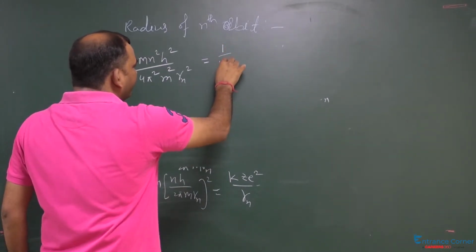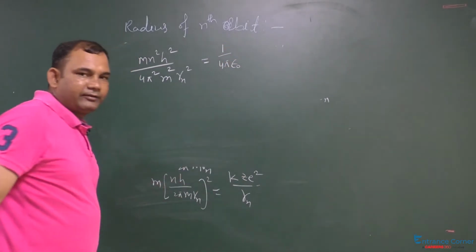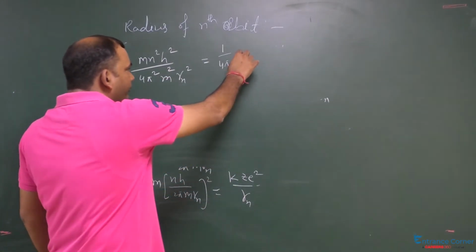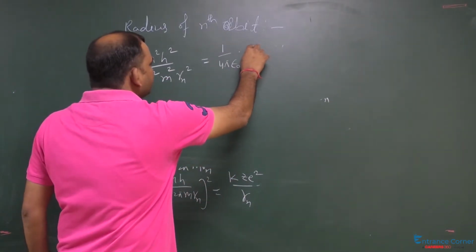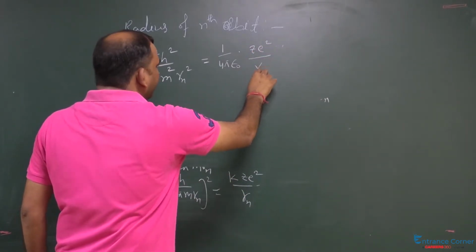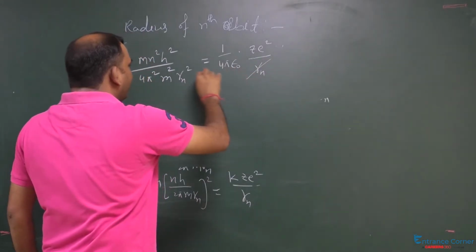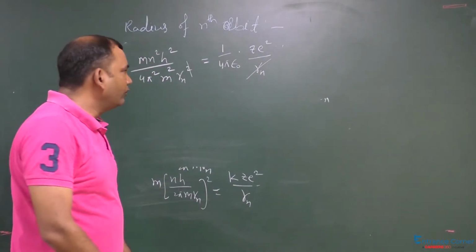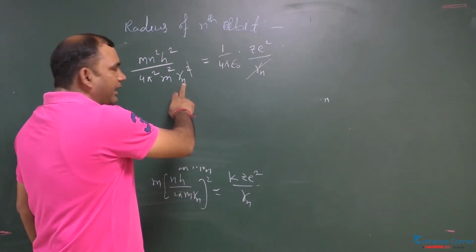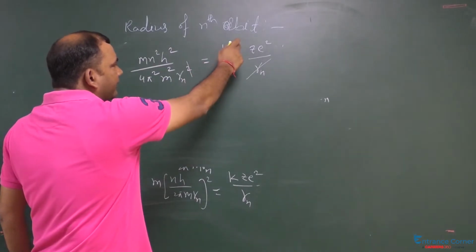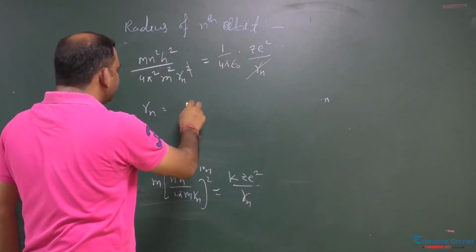We can put the value of k. What is the value of k? 1 upon 4 pi epsilon naught. So, 1 upon 4 pi epsilon naught into Z e square upon rn. Again rn will be cancelled out from both sides. Now, what is the value of rn? rn will be equal to, this rn goes to that side and all quantities to this side.